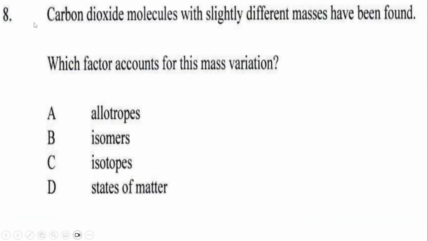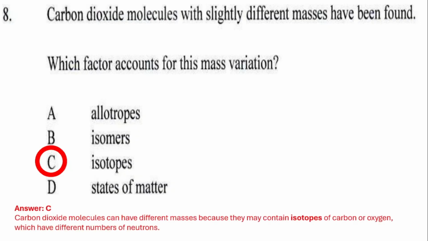Let's move on to question number 8, and it says, carbon dioxide molecules with slightly different masses have been found. Which factor accounts for this mass variation? Is it allotropes, isomers, isotopes, or states of matter? The correct answer is definitely going to be C, isotopes, because carbon dioxide molecules can have different masses because they may contain isotopes of carbon or oxygen, which have different numbers of neutrons. So the correct answer is C, isotopes.